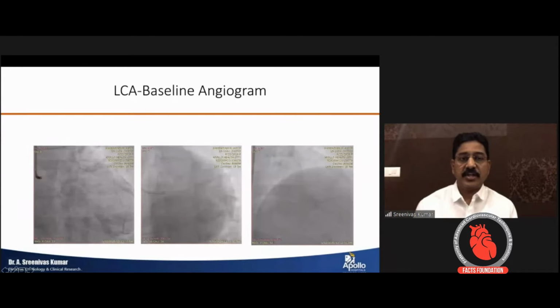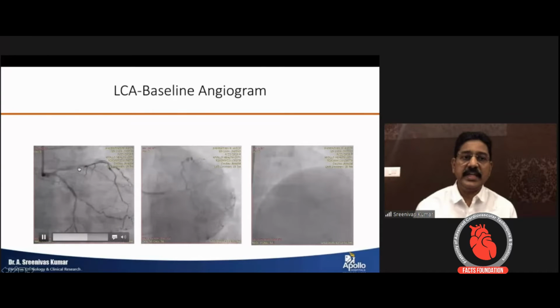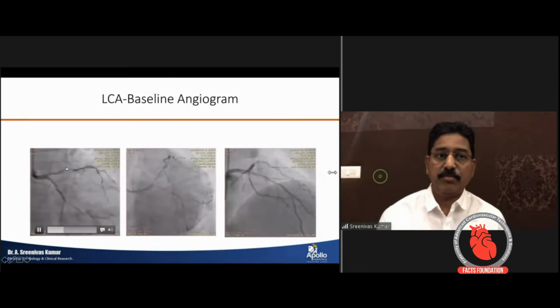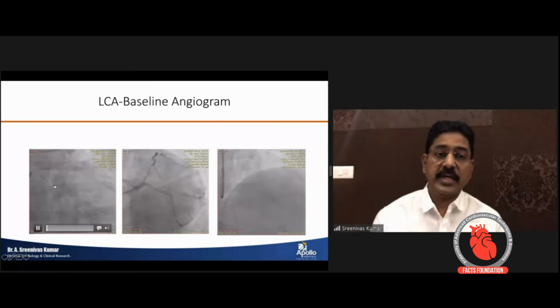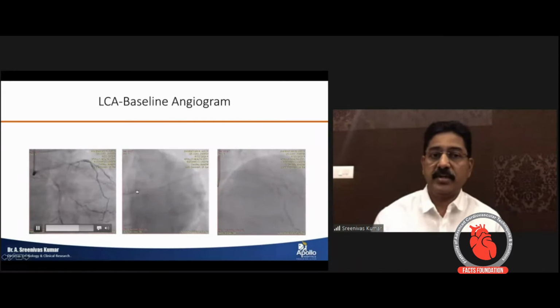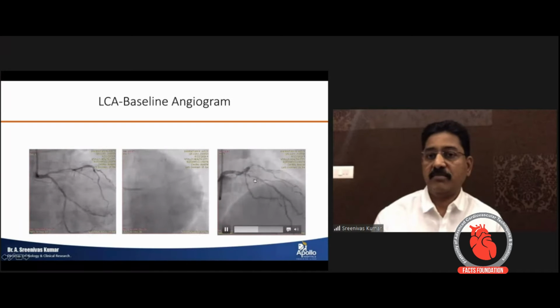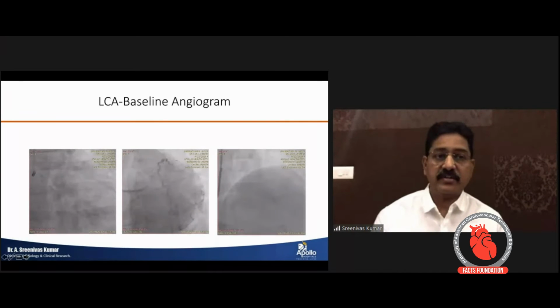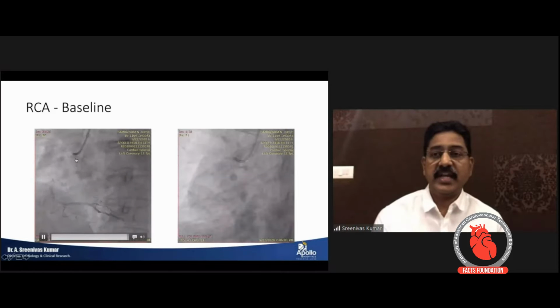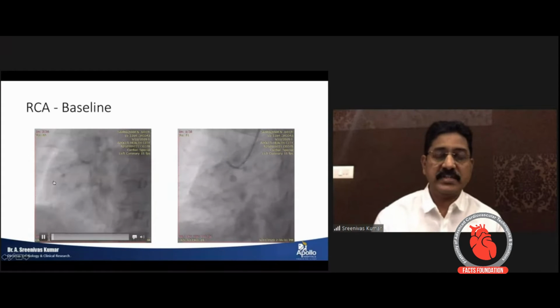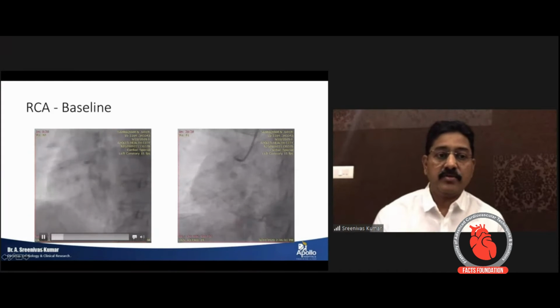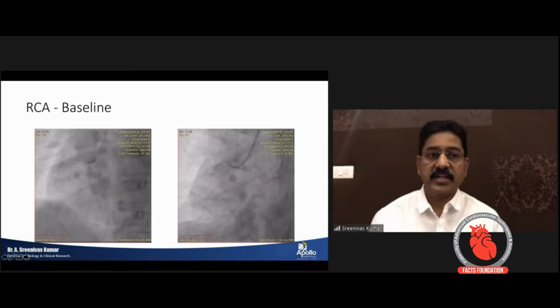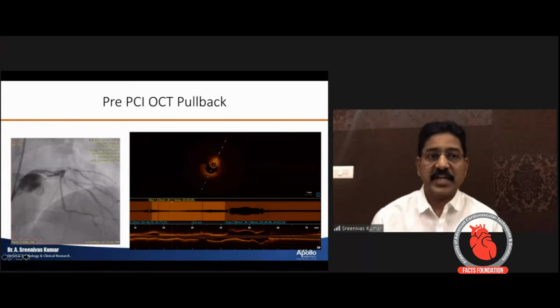You see these angiograms carefully. There is a critical narrowing in the mid LAD. There's also narrowing in the proximal LCX and the OM here. The other views also show the same. Then the right coronary artery has a proximal vessel disease, and the mid RCA also has a tight stenosis, but the distal vessel was okay. So the good thing was the distal vessels were all right, but she had long segment calcific disease in all the three vessels. So this is the baseline pre-OCT.